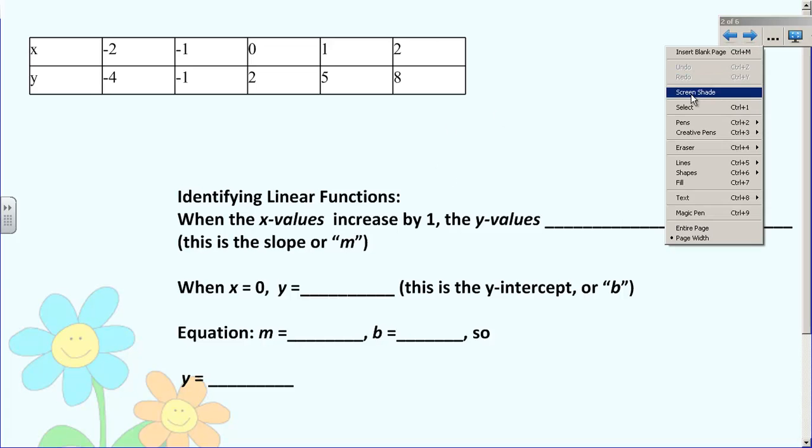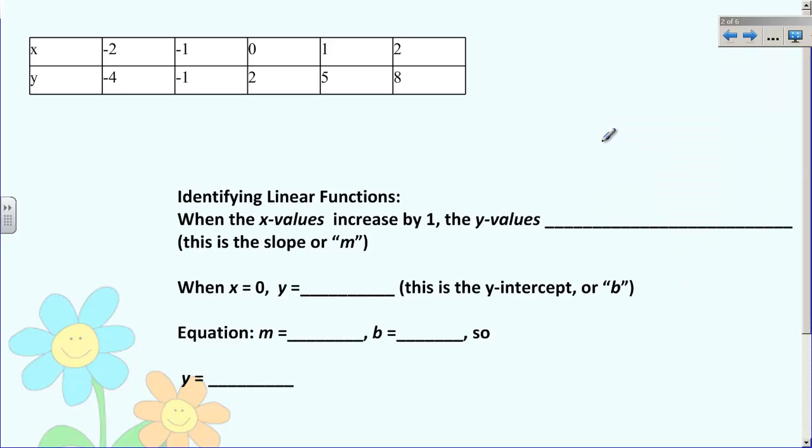If you will remember, to check to see if something is linear, the first thing I have to do is check the differences in my table. My x values here all increase by 1. Negative 2 to negative 1 is 1. Negative 1 to 0 is 1. They all increase by 1. So I'm going to check what the differences are for my y values. From negative 4 to negative 1 is an increase of 3, and from negative 1 to 2 is another increase of 3. 2 to 5 is still an increase of 3, and 5 to 8 is still an increase of 3. And so I have a constant rate of change. It's all increasing by 3.